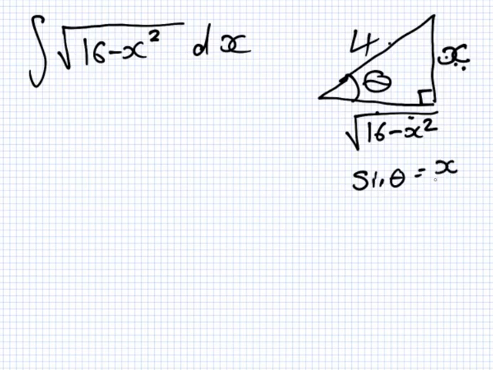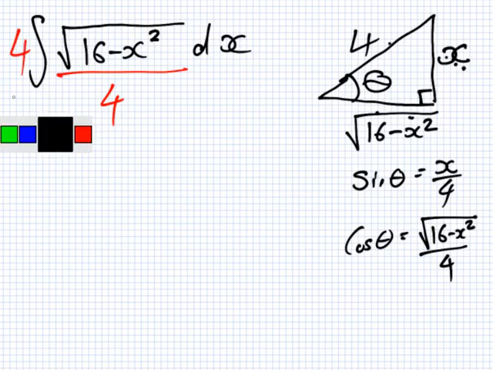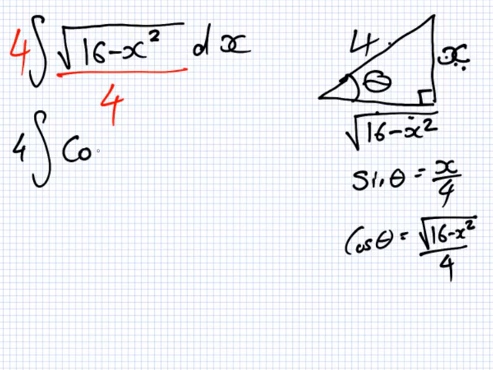x over 4. And the cos of theta? Root 16 minus x squared over 4. Yeah? So if I look at this, it's almost like the cos of theta, except what am I missing? Divide by 4. So I'll just put this over 4, and I'll put a 4 here. So I've changed this into 4 integrate, no, don't write just yet in case this goes wrong, cos theta dx.